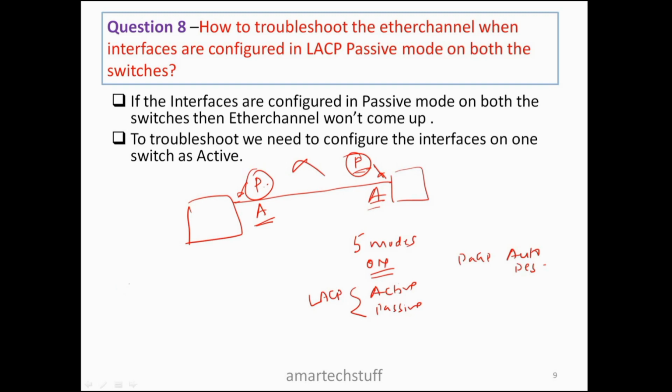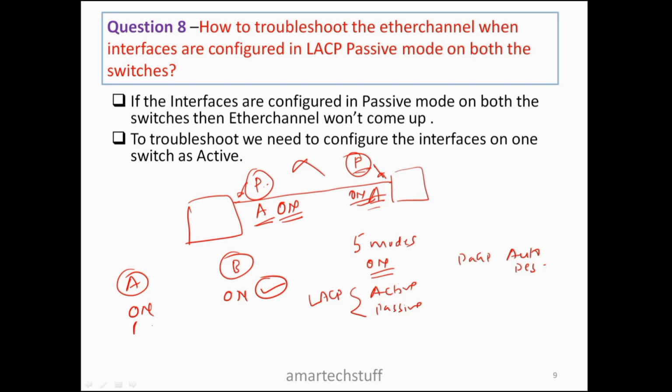Now, if we have this as end A and this as another end, let's say B, or switch 1 or switch 2, like that. So if we have on and on, the EtherChannel is going to form. If the mode is on over here and on over here, the EtherChannel is going to get formed.